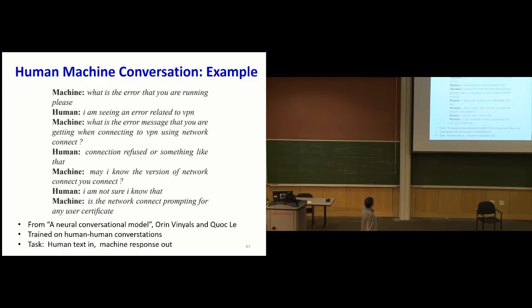Or here's a human-machine conversation. So the machine leads out with what is the error you're running, please, and the human says, I'm seeing an error related to VPN. What is the error message you're getting when connecting to VPN using Network Connect? Now all of this is being produced by this little translation model that we just saw. And as you can see, it's doing a pretty good job of actually holding a fairly reasonable dialogue with this person, at least in this particular example.